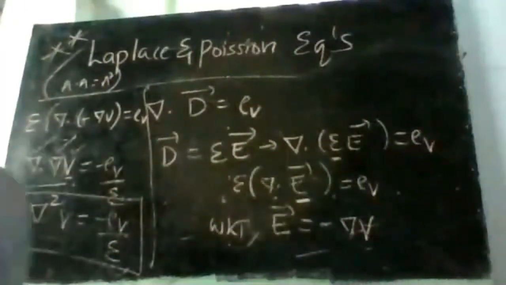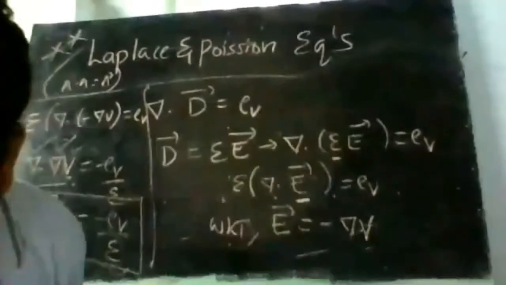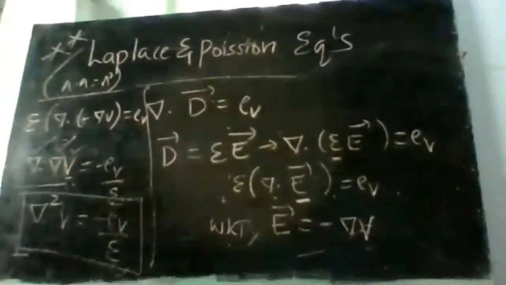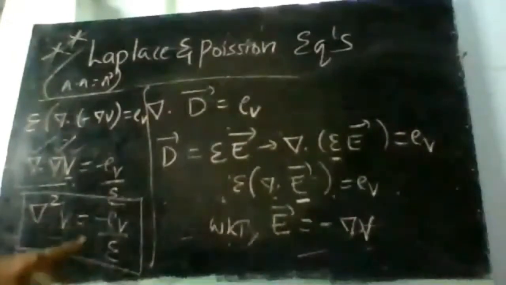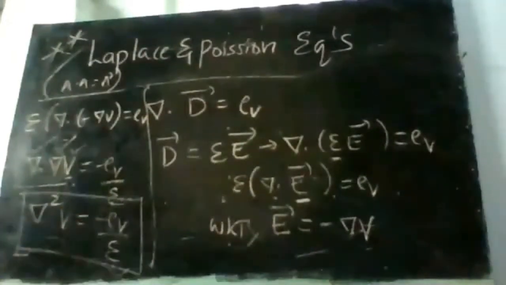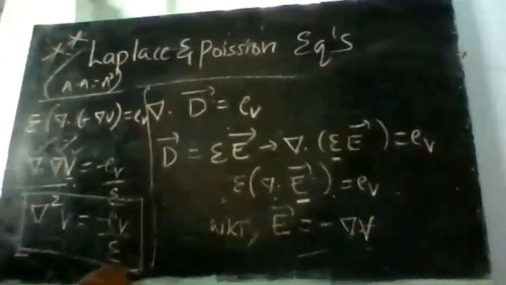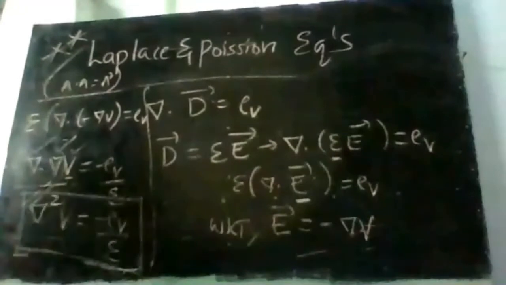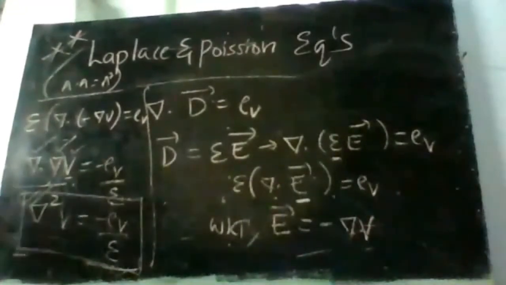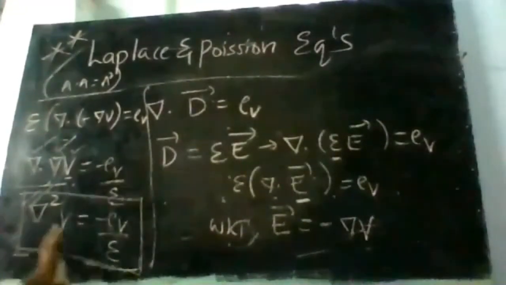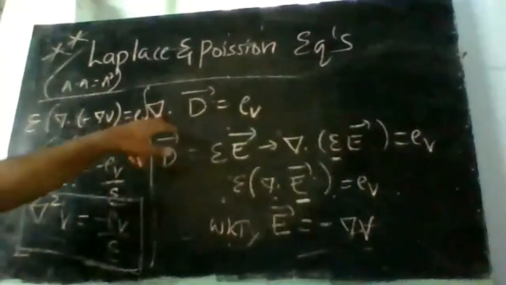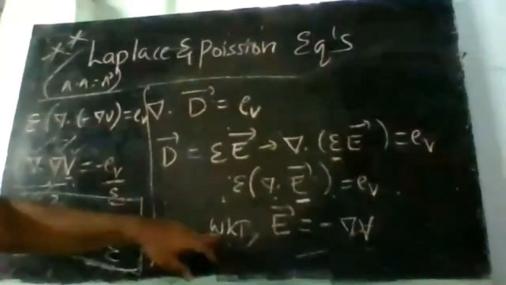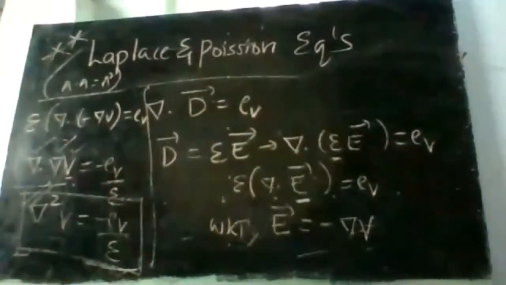So this equation is called, del square v is equal to minus rho v by epsilon, which is called the Poisson's equation of electrostatics. Okay, clear with this? Understood, right? So we started with the first Maxwell's equation, del dot d is equal to rho v, d bar is this, right?